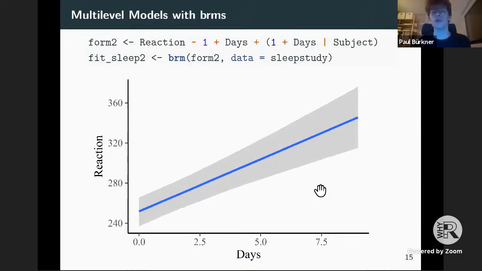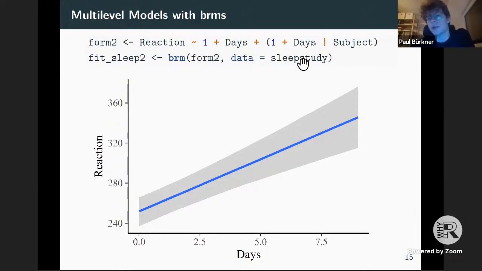So what we're going to do is specify a multi-level model in BRMS. And the formula now gets a little bit more complicated. We are still predicting reaction times. We have an intercept, which we had before, just implicit. We have an overall effect of days.